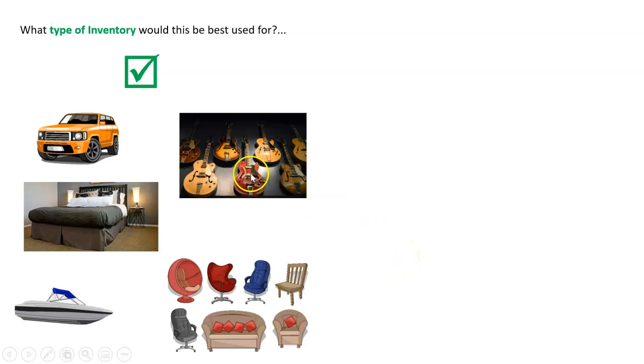So what type of inventory would this be best used for? Some examples I can think of are a car yard with multiple different brands of cars, or someone that sells speedboats as well. Bedding and furniture, and a music shop with different types of instruments. Even within that, you can see all these guitars are kind of different. They're all guitars, but they're quite different.